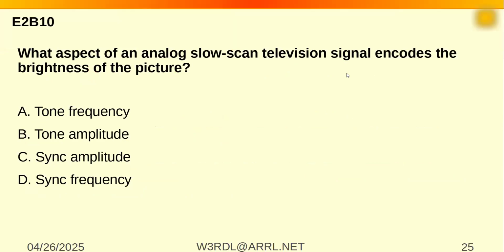What aspect of analog slow scan television signal encodes the brightness of the picture?